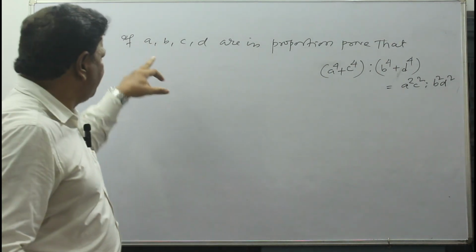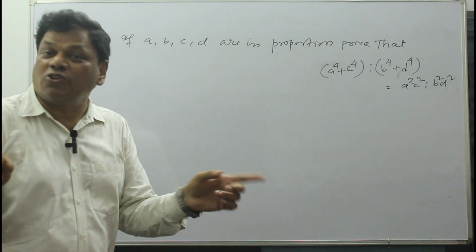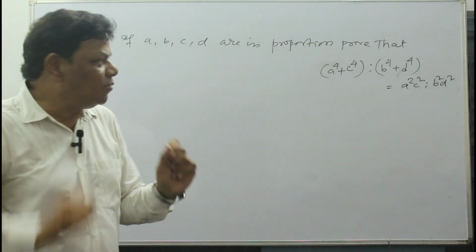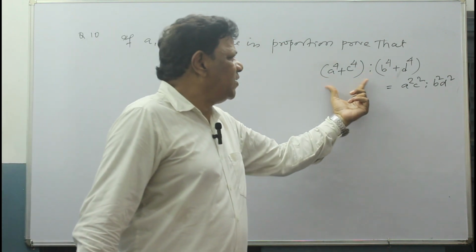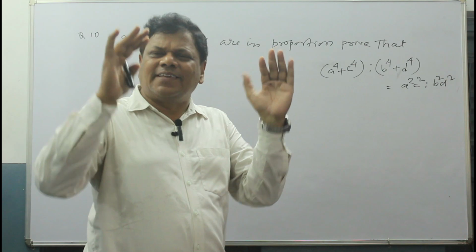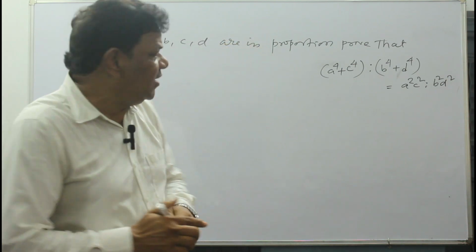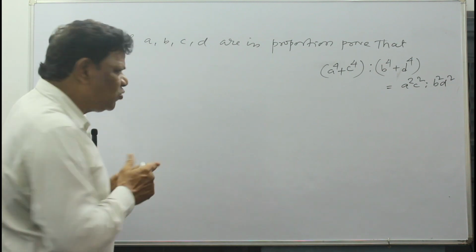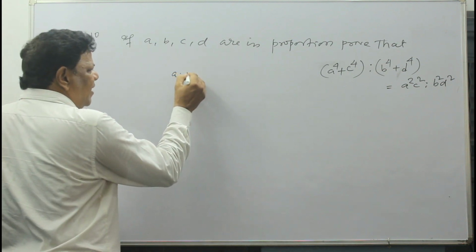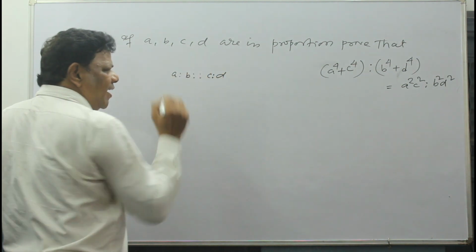Here what is there? I have said a, b, c, d are in proportion, not continuous proportion, only proportion. Prove that this is to this, equal to this is to this. Now something is given, x by a, y by b, like that. Here a, b, c, d are in proportion. Proportion means already I know a is to b, c is to d. This one already I know.